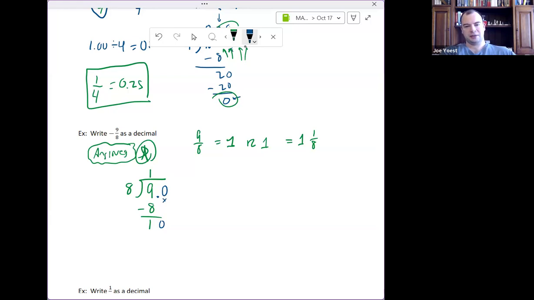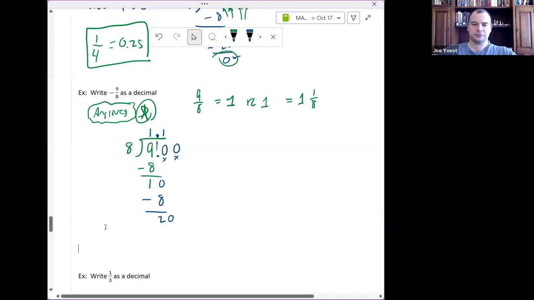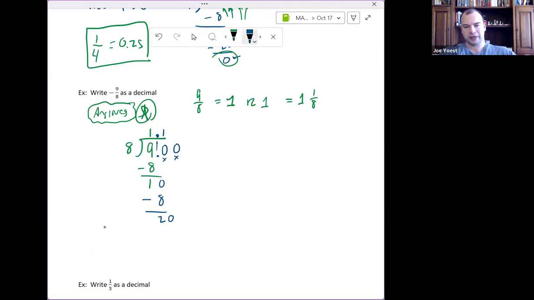I see that 8 goes into 10 one time. I ran into my decimal point, so I'll bring that up. 1 times 8 is 8. I still don't have a zero remainder. I can tack on another 0 after the decimal point. 9 is the same as 9.0 or 9.00. 8 goes into 20 twice. 2 times 8 is 16. 20 minus 16 is 4.